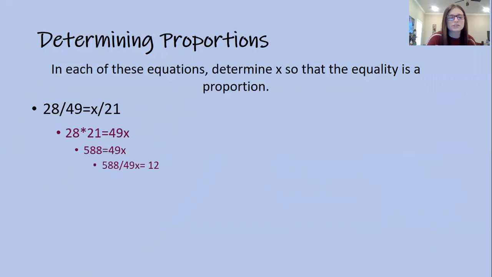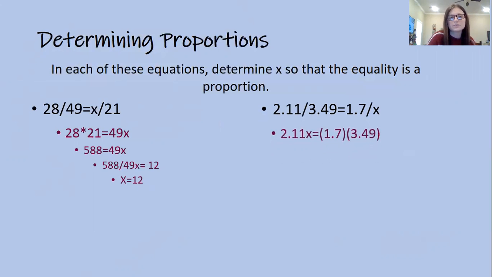The next step is to divide. We have to divide 588 by 49, which equals 12. So that means that x equals 12. And our next problem is a little bit more difficult because we're using decimals, but it's still not very hard. So we have 2.11 over 3.49 equals 1.7 over x.